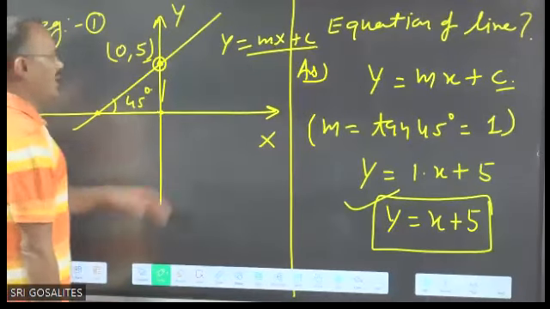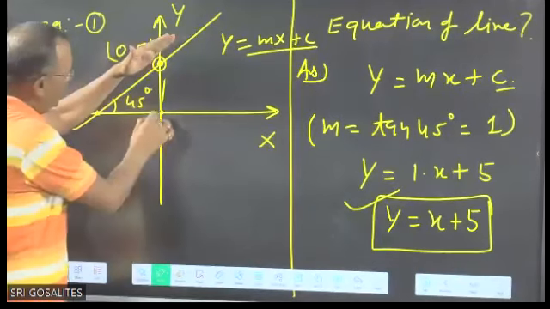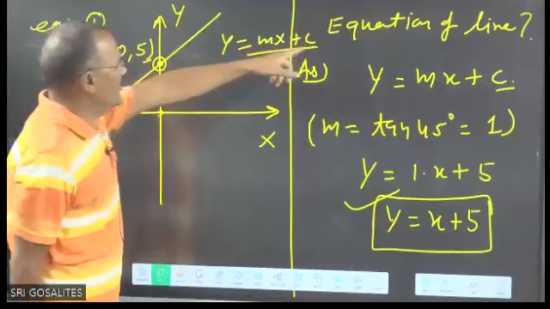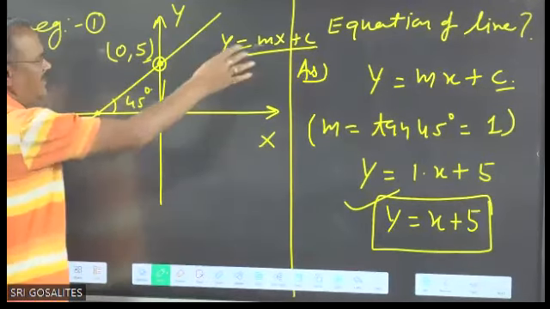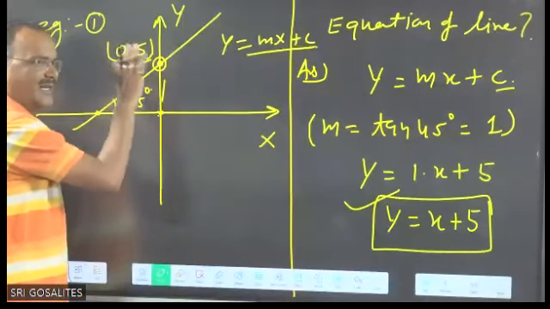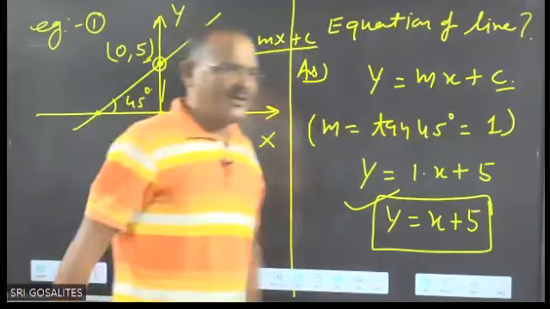Standard equation for a line which makes an acute angle with the x-axis and has an intercept on the y-axis. Where does it cut the y-axis? At c. So what is its equation? mx plus c, where c is the intercept on the y-axis, where the line is cutting the y-axis. So this way we got it. Shall we go ahead?